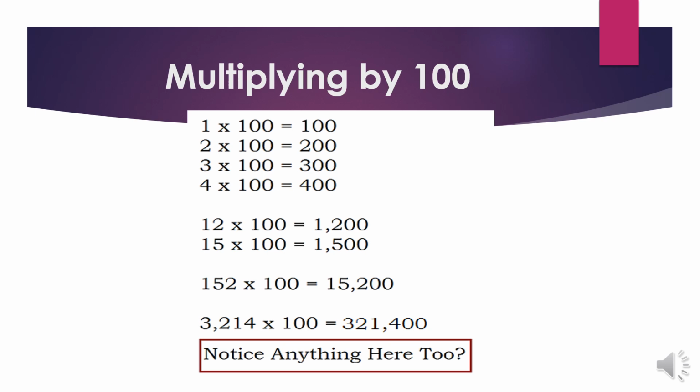1152 multiplied by 100 will be 115200, because we are just adding 2 zeros. So if we have 3,214 and we are multiplying it by 100, what will happen this time? Yes, we will add the two zeros and the resultant number will be 321,400. So did you notice 0 here too? We are adding two zeros at the end this time, and when there was multiplying by 10 we were adding one zero, because 10 has one zero and 100 has two zeros.